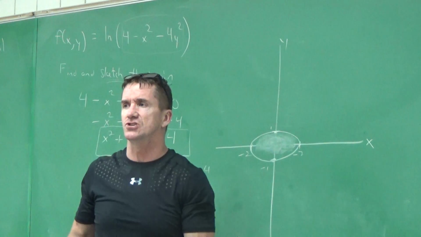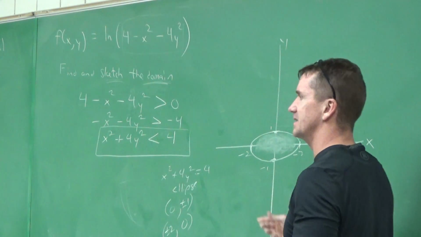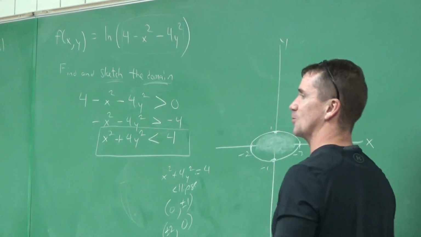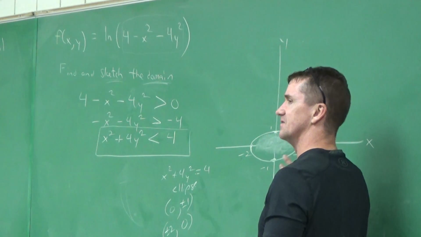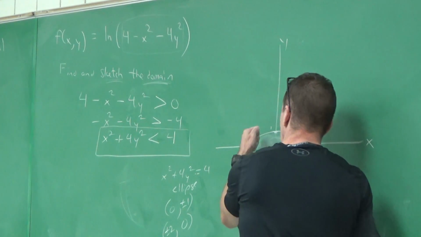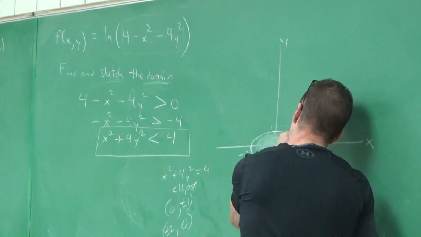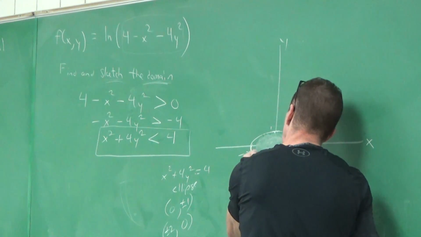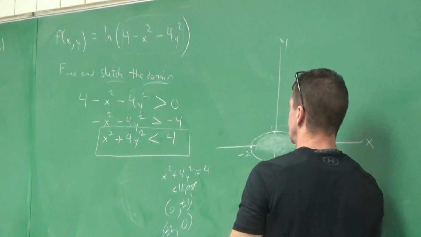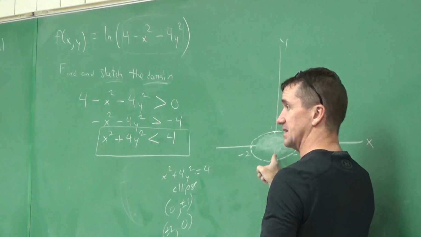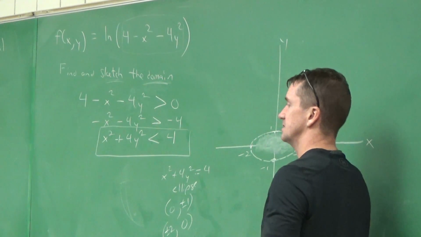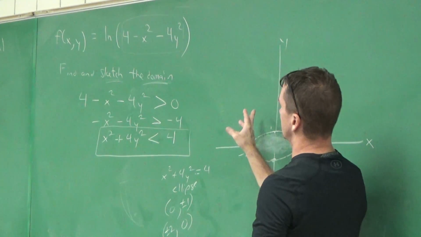Okay, anything else I should do because it didn't have the equal sign? Back in your inequality days, what should I do at the edge of that curve? Dot it. So I'm just going to dot it. I'm dotting that curve because it didn't have an equal sign. So it's the set of all points inside of this ellipse, but not on the edge of the ellipse. And there's our sketch of the domain.